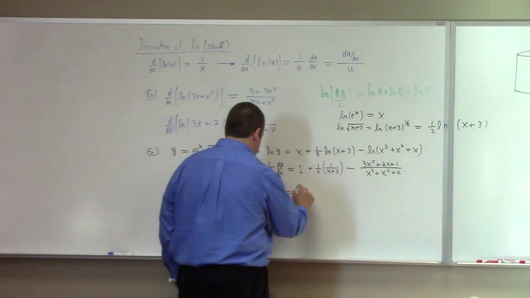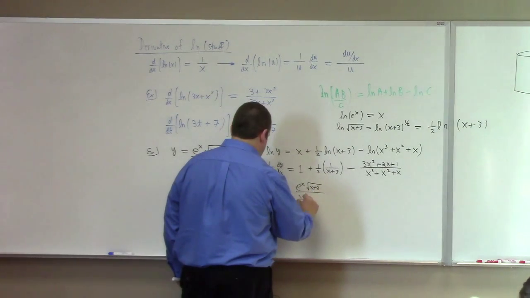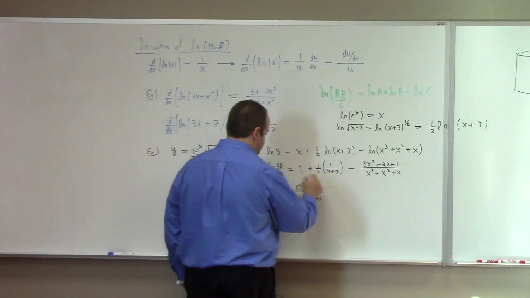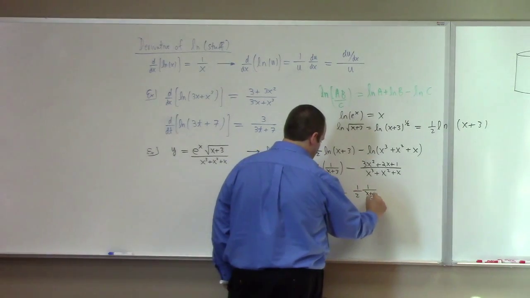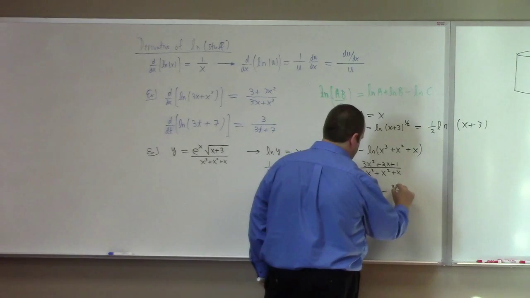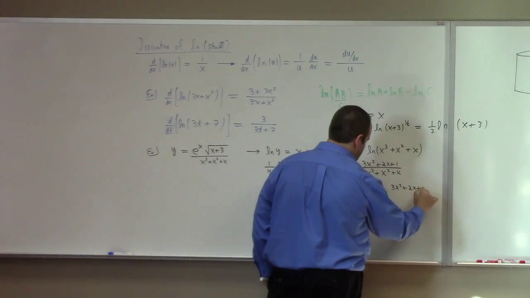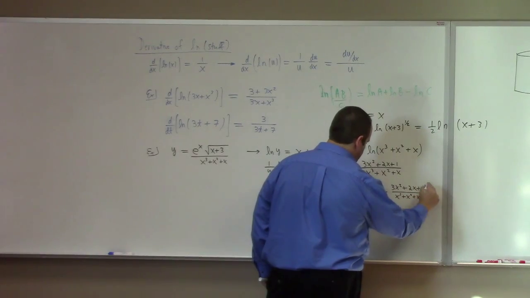dy dx is e to the x square root of x plus 3 divided by x squared plus x, well, x cubed rather, plus x squared plus x times this stuff. 1 plus 1/2 1 over x plus 3 plus or minus 3x squared plus 2x plus 1 divided by x cubed plus x squared plus x.